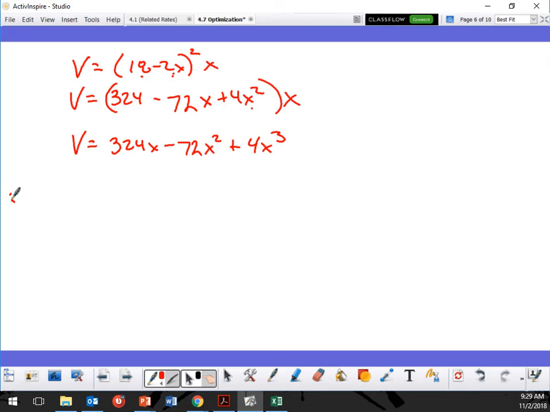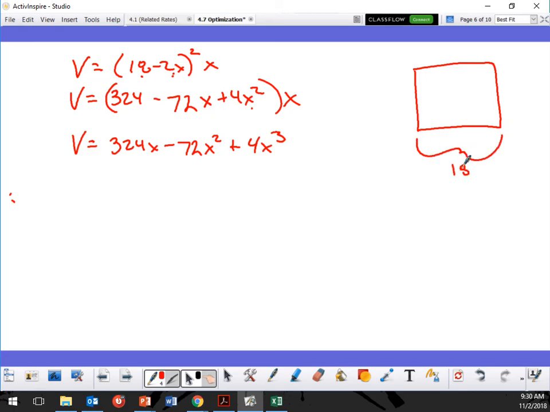Okay, so now that we can do that, now we have all my x's. So I'm trying to maximize this, but think about my domain. What values can I have? What values can I not have? If I look at my box, what is right here? I have 18 here.